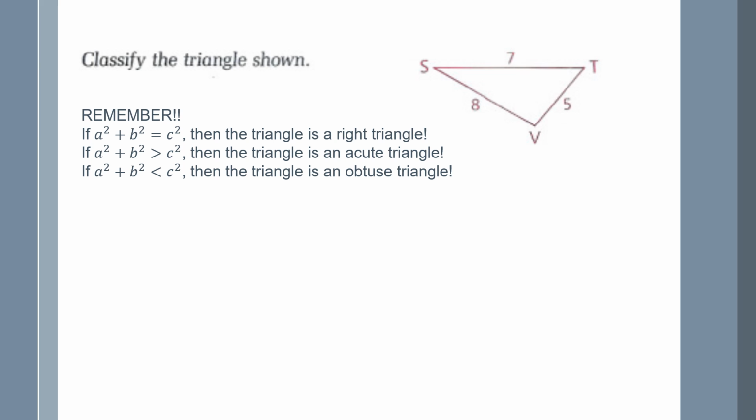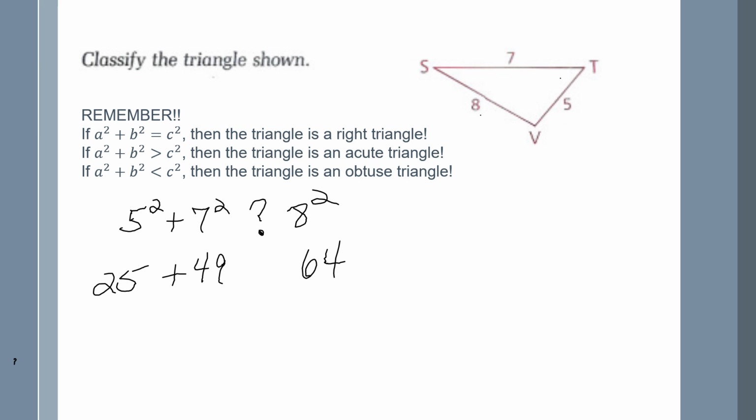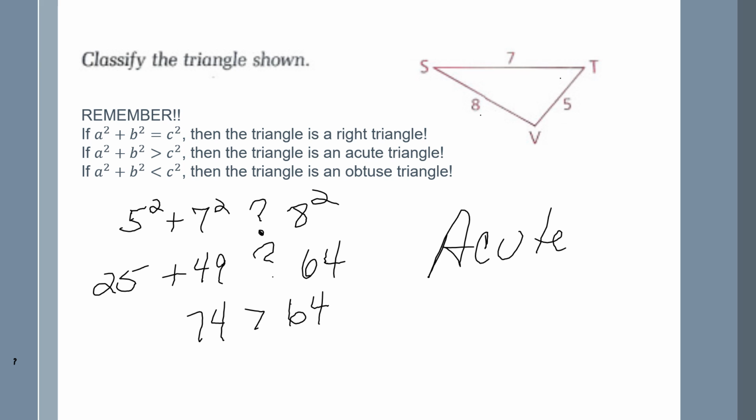So what do we do? Well, this triangle is drawn very poorly. We should have the longest side across from the largest angle, and technically it is. This is just designed to mess with you sometimes. The drawings, I don't like that, so I don't do that to you. But I would have 5 squared plus 7 squared, and I put a question mark here because we don't know what that relationship is, and 8 squared. So 5 squared is 25 plus 49, and this is 64. 25 plus 49 is 74, so 74 is greater than 64. If a squared plus b squared is greater than the longest side squared, it is an acute triangle.